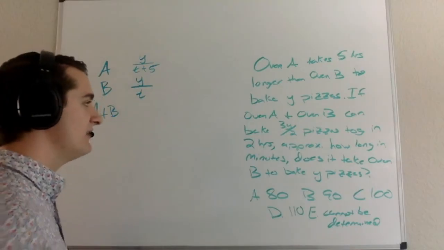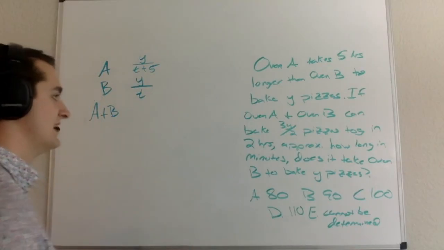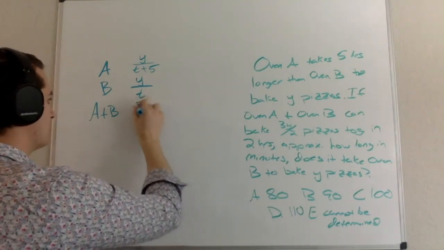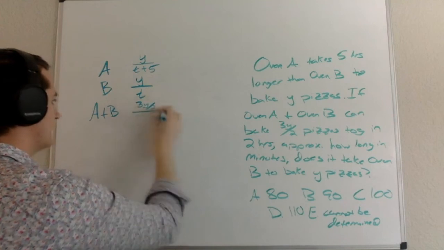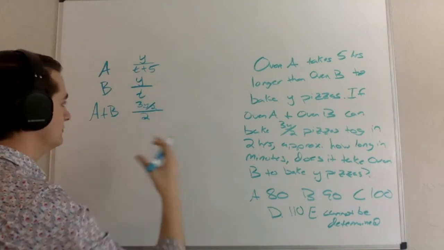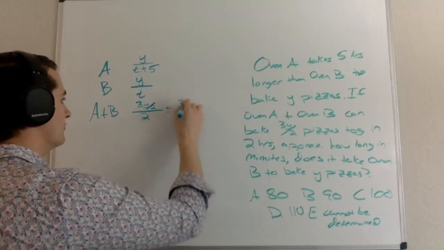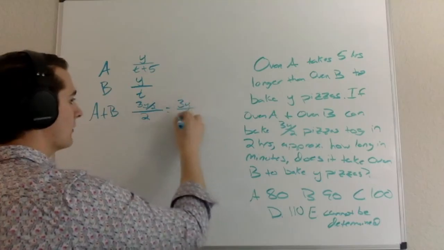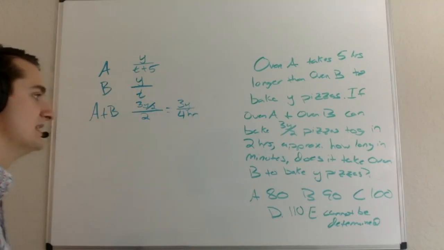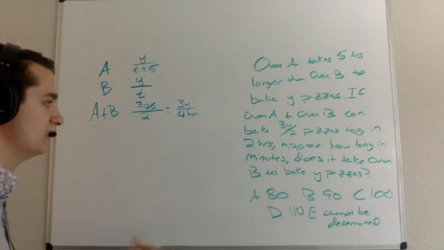And then I'm told oven A and B together can bake 3Y over 2 pizzas in 2 hours. So their rate is 3Y over 2 per 2 hours. Or to simplify this a bit further, that's equal to 3Y pizzas per 4 hours. And my question is: approximately how long, in minutes, does it take oven B to bake Y pizzas?